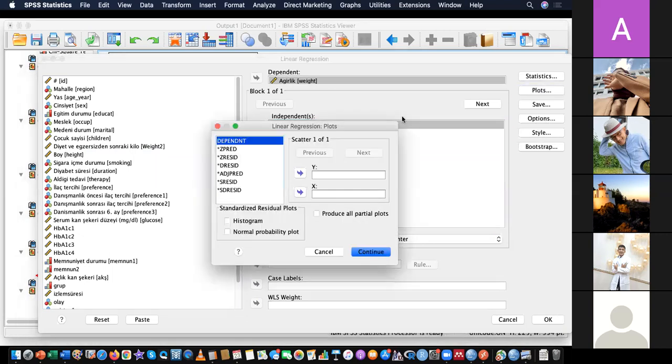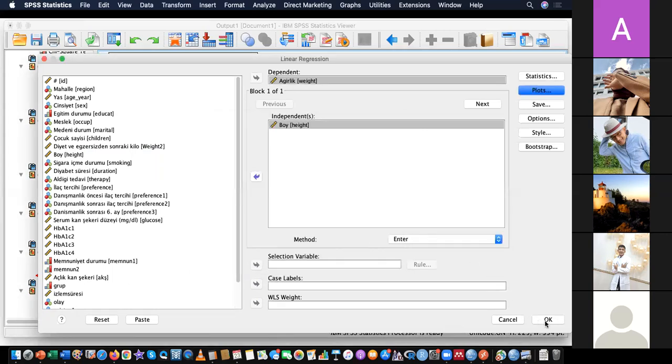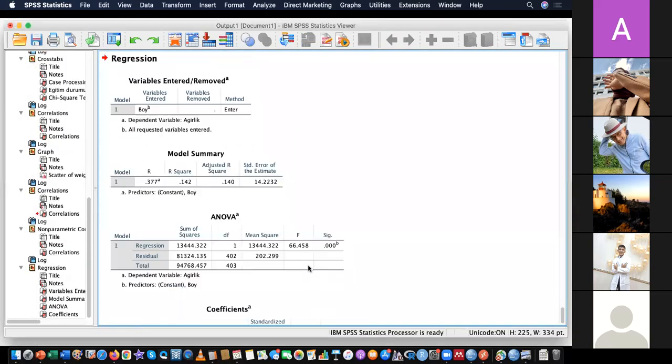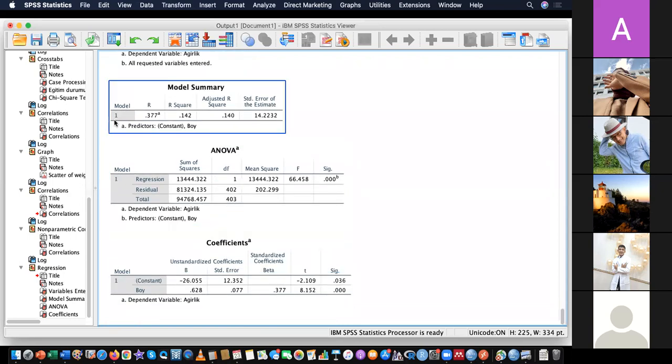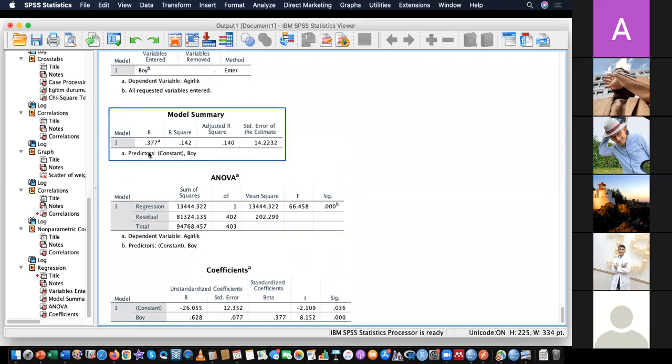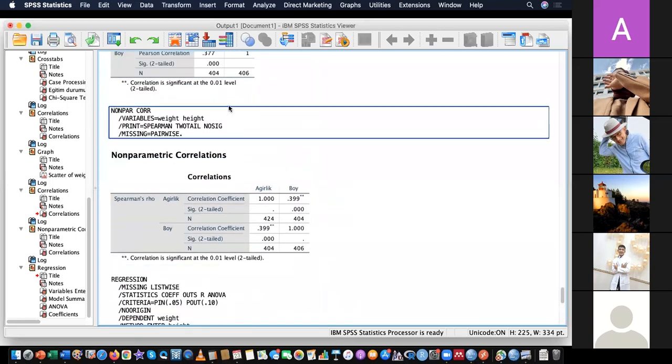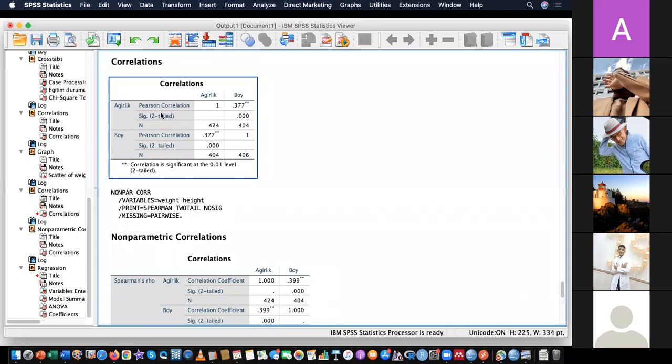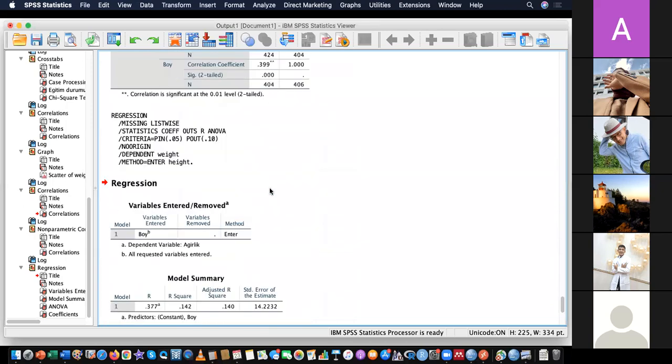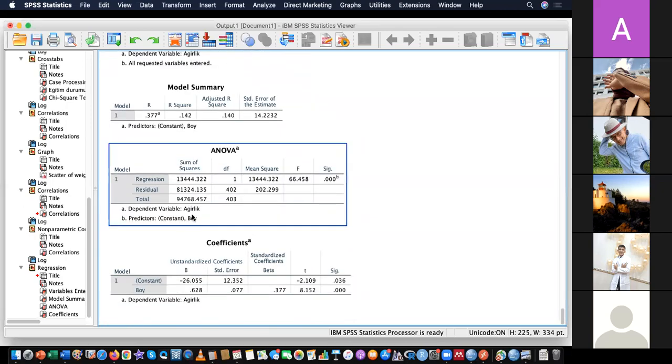You can have the plots here if you want, but let's omit this. We already have the regression and the correlation analysis. Let me click OK and see what I have. In a regression analysis, I am building a model. You see the R here, 0.37. It is the same R value as calculated in the Pearson correlation analysis, 0.37. So that is the R value you have.